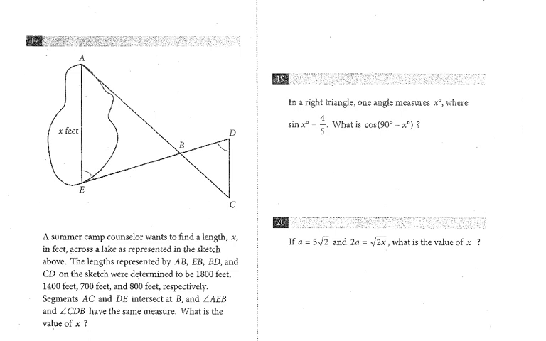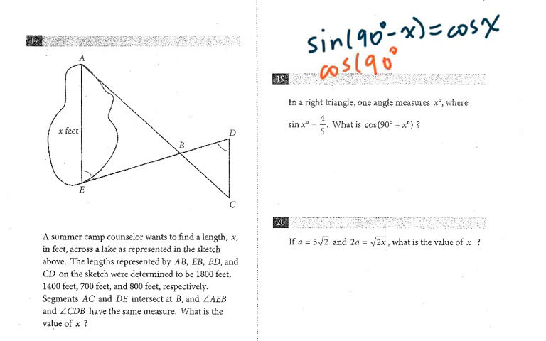For number 19, basically this question tests on the co-function formula, which means sine of 90 degrees minus x gives you cosine x. And cosine of 90 degrees minus x gives you sine x. So from this one, you will get sine x, that means 4 over 5.